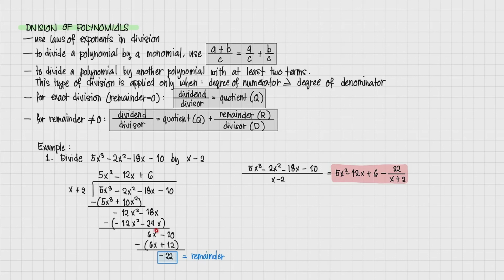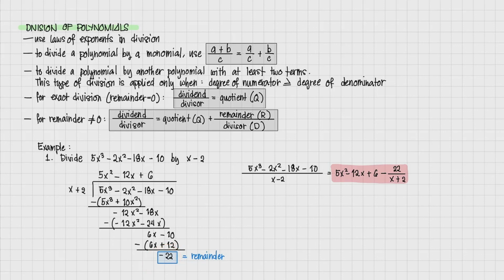Tapos again, we're going to divide the first terms. So you have 6x divided by x, it gets 6. So dun yaling itong 6 ito. And then the 6, you will multiply to this divisor. So you have 6 times x plus 2, this is equal to 6x plus 12. So dun yaling ito. And then you're going to subtract it again. So minus natin tong buong term na to dito. So cancel out. You have negative 10 minus positive 12, you'd get negative 22. That negative 22 would now be our remainder.